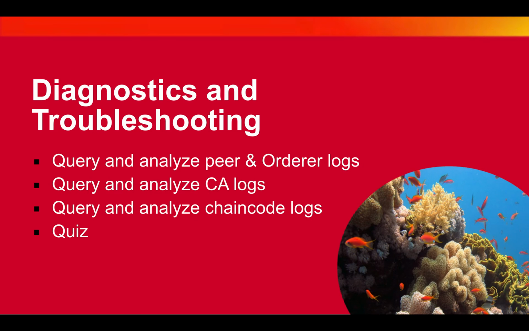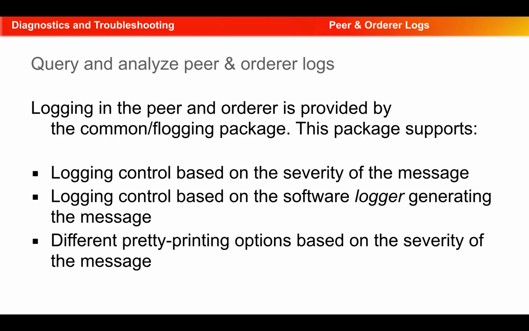In this section, we are going to look into troubleshooting the network, where we are going to see how the orderer logs and peer logs exist, and also we are going to look into certification authority logs and chaincode logs as well. Coming to the first section, which is querying and analyzing the peer and orderer logs.